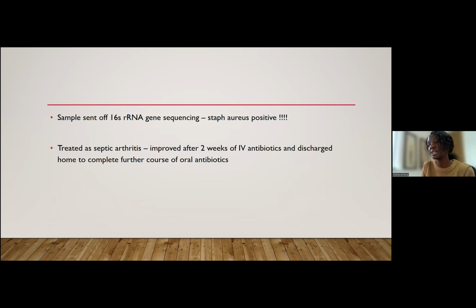So we sent off a sample for special genetic testing, which is done in London, to look for sequencing for bacteriology in specimens. And this came back showing that she was Staph aureus positive. So she had a septic arthritis with Staph aureus. So we treated her for that. And after 2 weeks, she got better with antibiotics, IV, and was discharged home to complete a further course of oral antibiotics.